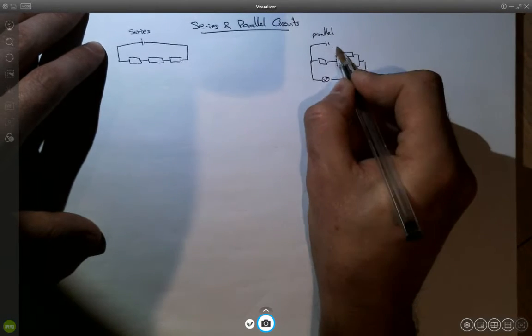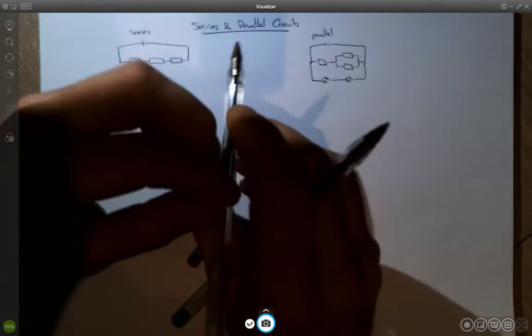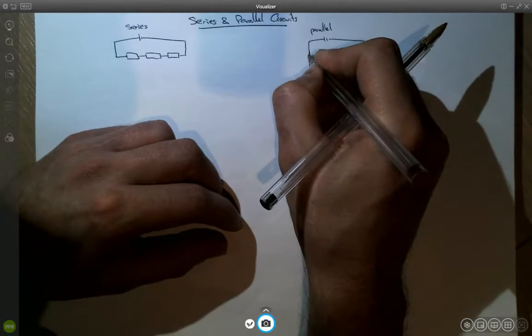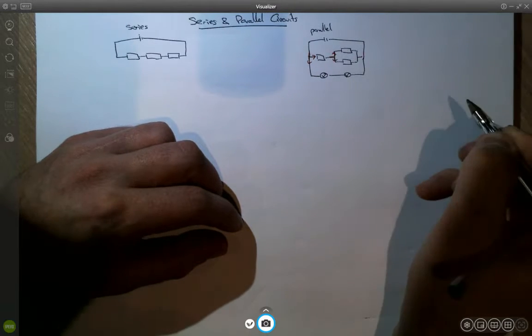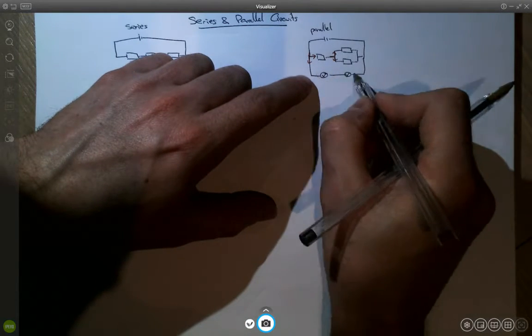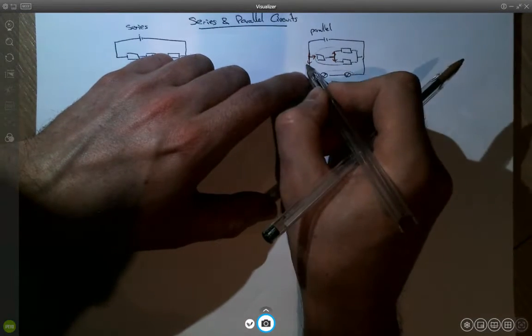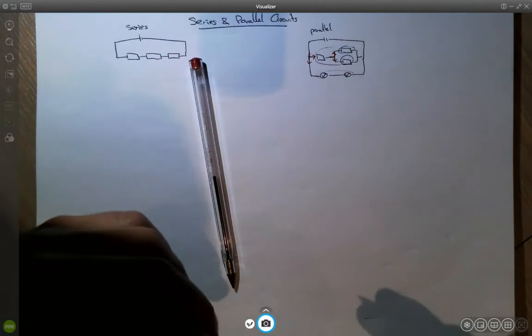So here is a parallel circuit. Now there is more than one path for electricity to flow, here and here. There's also more than one path for electricity to flow here and here. So we might say that these two are in parallel with this branch. We might also say these two resistors are in parallel with each other.